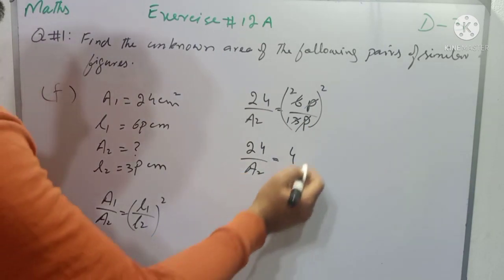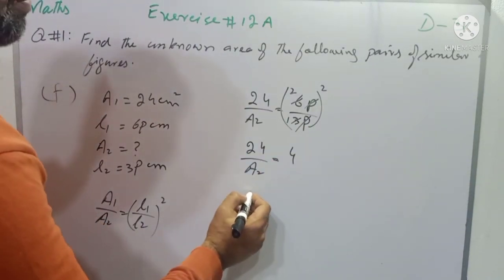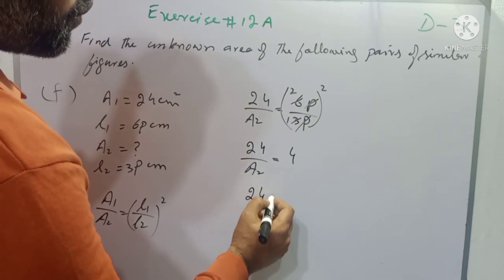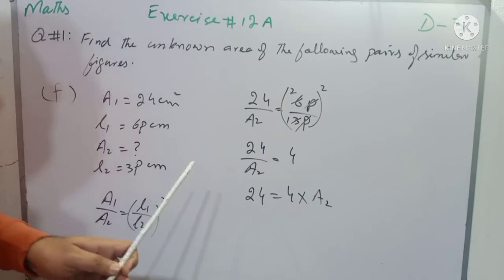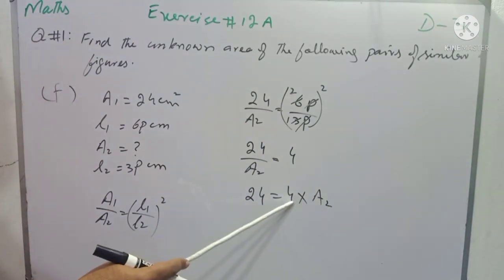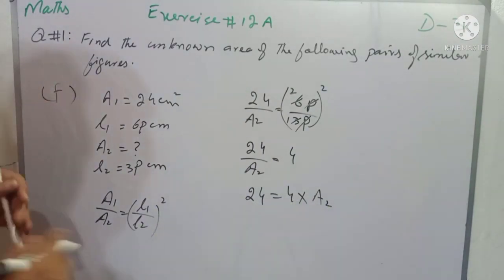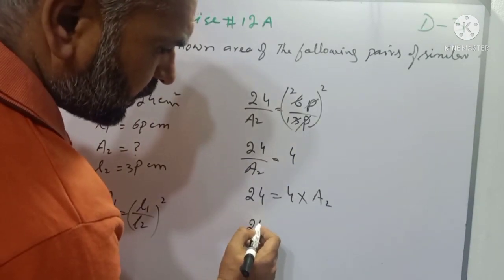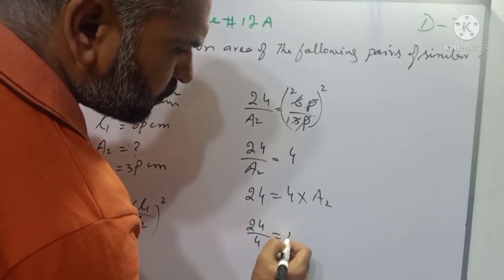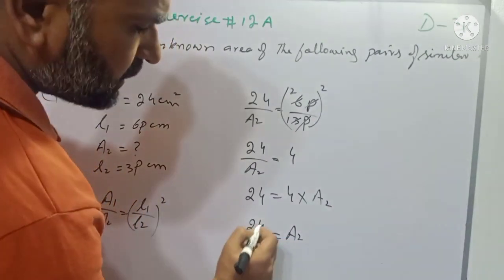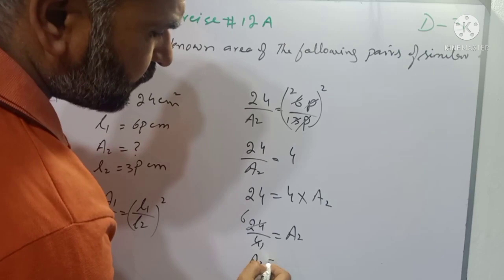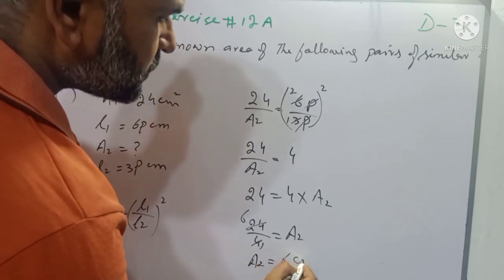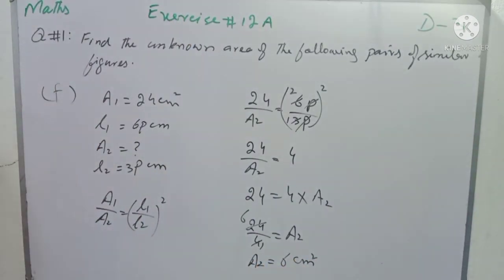And children, A2 is dividing on the left side, so on the right side it will multiply. So it will be 24 is equal to 4 multiplied by A2, as we have to find the value of A2, so we will transfer this 4 to other side and it will divide, and written as 24 over 4 is equal to A2, 4 1s are 4 and 4 6s are 24, so the area of second figure is 6 centimeter square. This was the last part of question number 1, children.